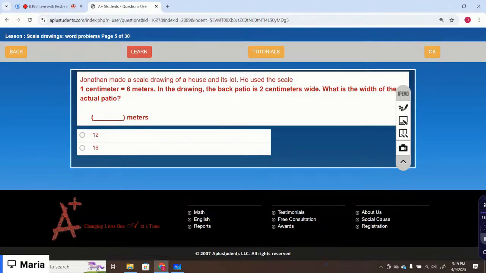Jonathan made a scale drawing of a house on his yacht. He used the scale 1 centimeter equals 6 meters. In the drawing, the back patio is 2 centimeters wide. What is the width of the actual patio? So, which is the correct option?